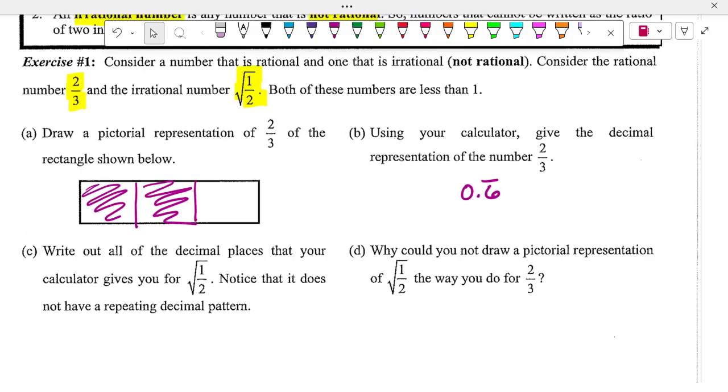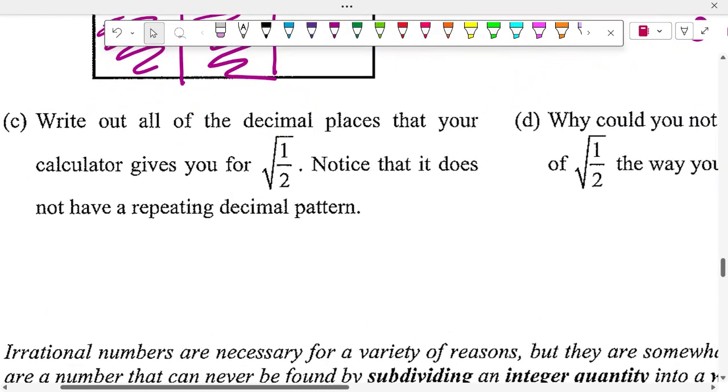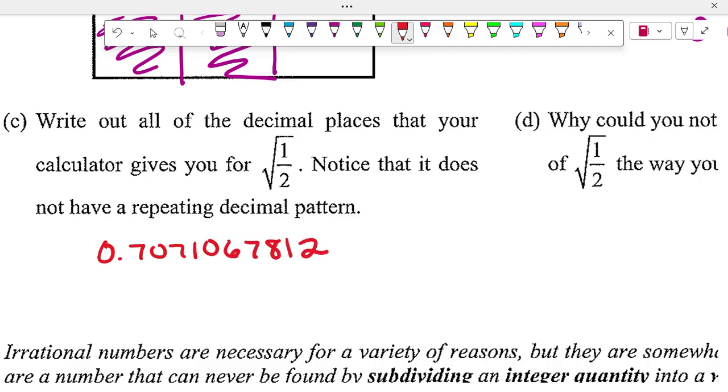All right. Now, do me a favor. Put the square root of 1/2 into your calculator and tell me every decimal place it gives you. So tell me what it is. So it should be 0 point something. Okay, start again, but slower. I just used the division. 7, 1, 0, 6, 7, 8, 1. You could have also done the square root of 0.5 if you don't know how to put the fraction in.